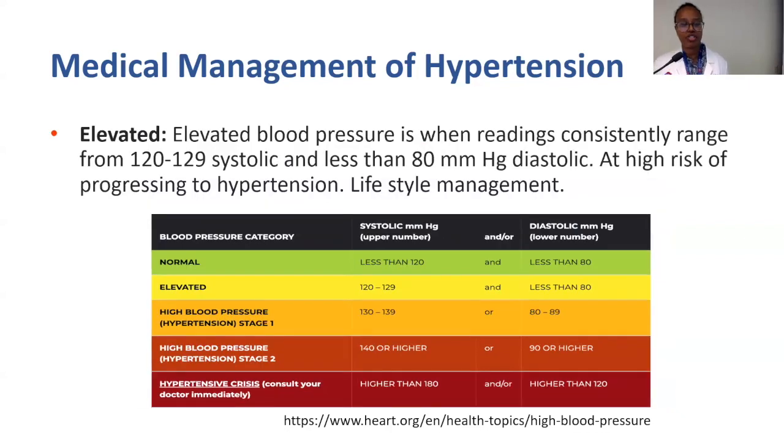If it's elevated, which is in the 120 to 129 systolic and less than 80 millimeters of mercury category, then you're at high risk of progressing to hypertension. And a lot of my patients in this category, especially those who are young, in their 20s and 30s, I'm pretty adamant and aggressive in communicating to them that you're showing signs of early elevated blood pressure. You're at high risk of progressing to hypertension at a very young age, which could be in their 40s, and sometimes even in their 30s.